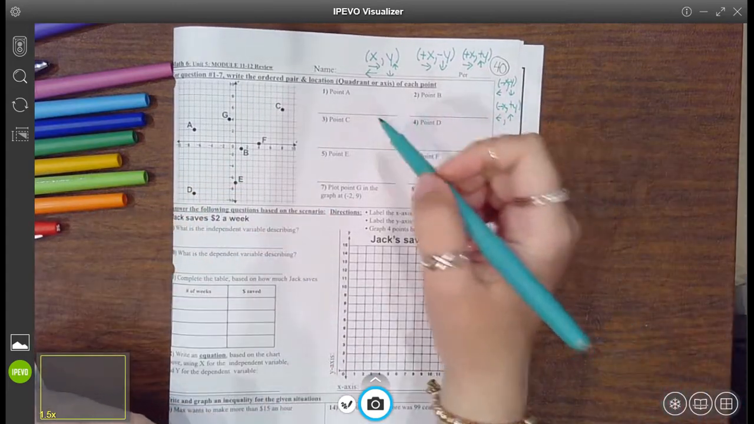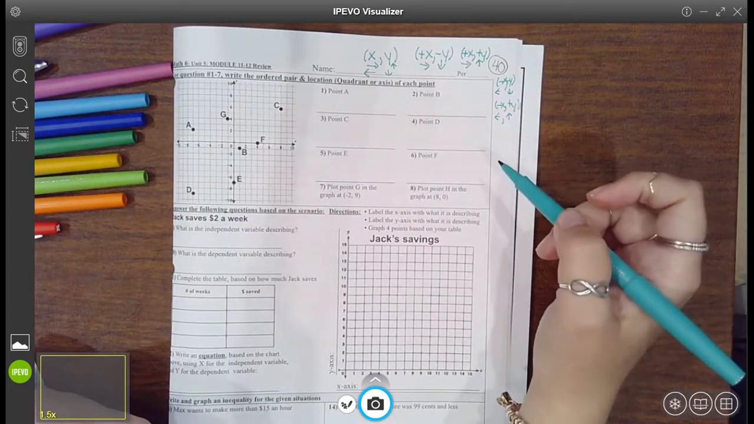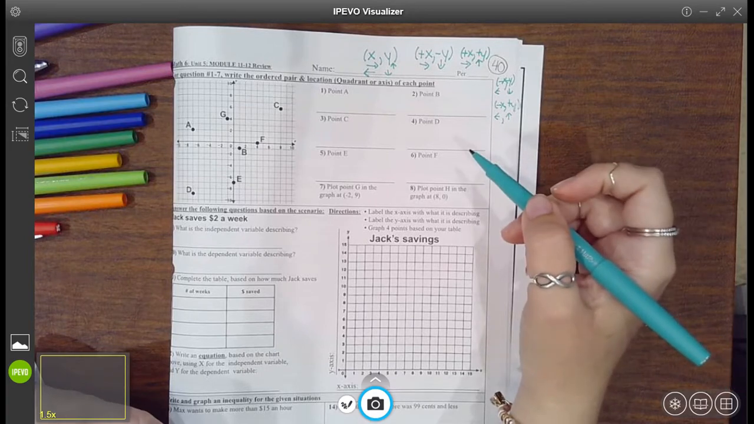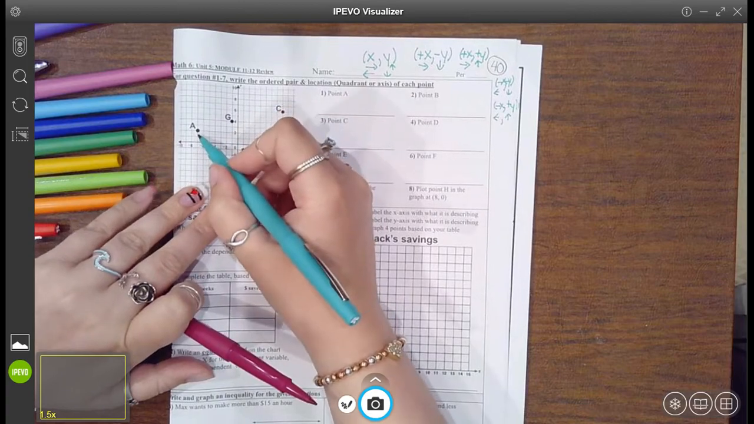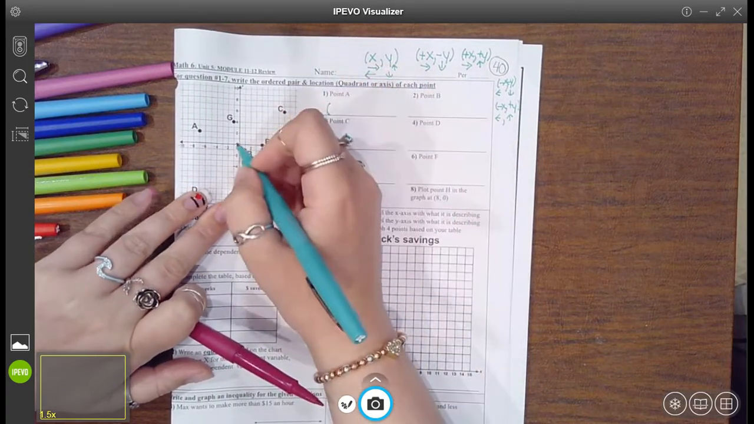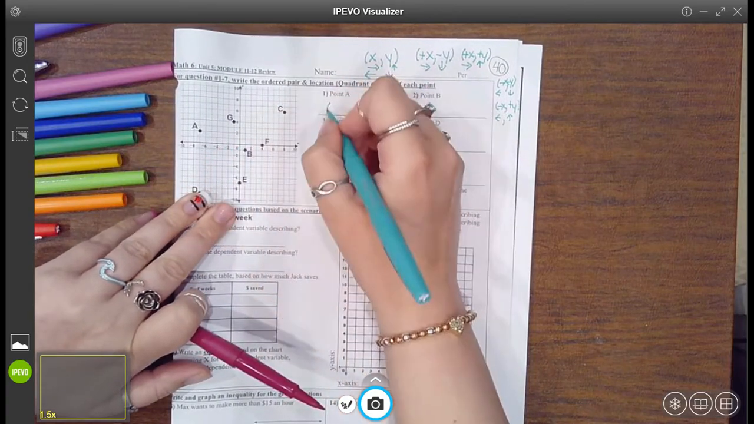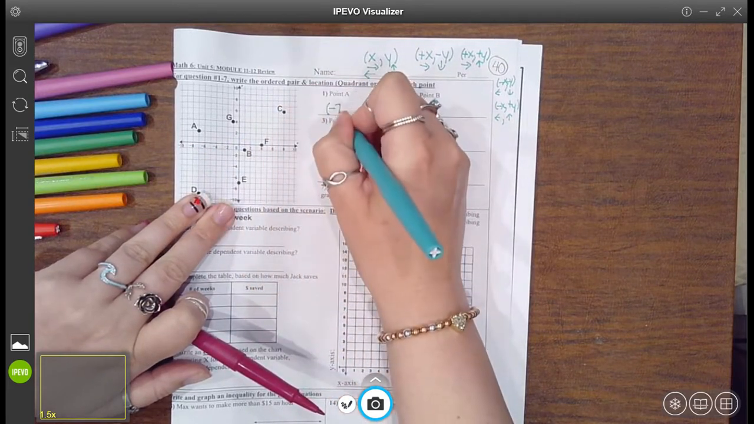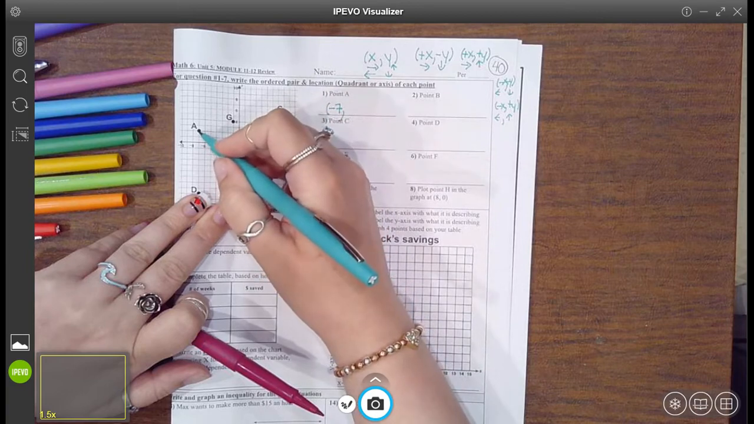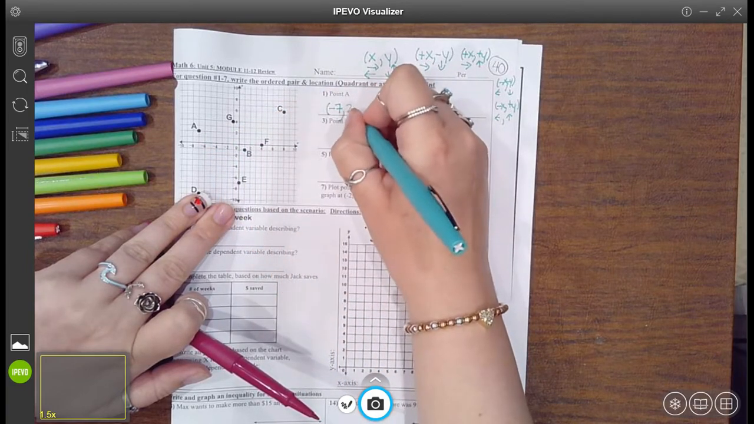Now the numbers actually tell you how many right or how many left and how many up and how many down to go. So for A, that's right here. First number tells you right or left. It went left, so that's negative. And how many left did it go? Between the 6 and 8 is 7. And then it went up, so that's positive. How many up did it go? 2.